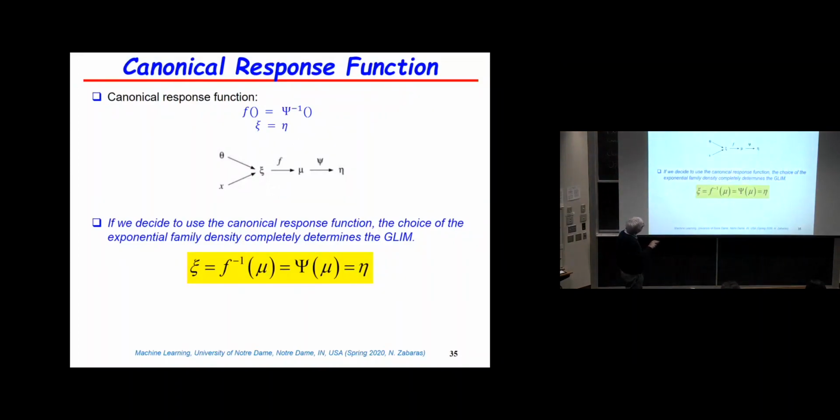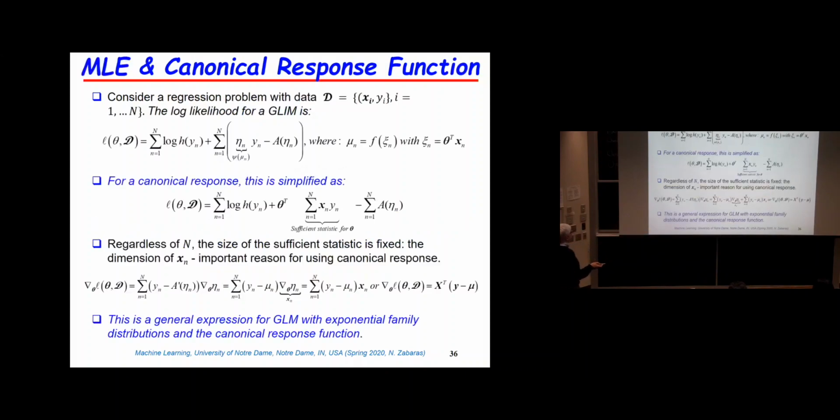This choice of regression function is called the canonical choice. I'm going to show you now why, if you make this choice, every algorithm in the whole exponential family becomes a trivial and very well recognized algorithm in machine learning. So I'm going to do one example.